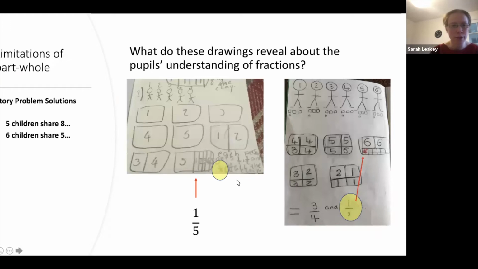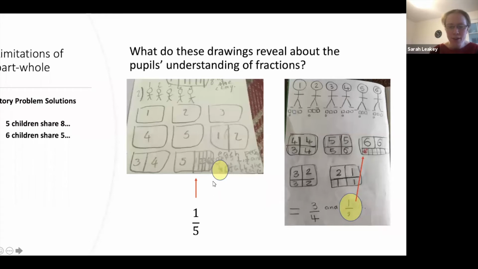Another example, just to build on that in terms of the limitations of the part-whole, these were 2 examples of equal sharing problems. This one's 5 children sharing 8 things. This one's 6 children sharing 5 things. And you can see here, this pupil's identified that each person gets 1 whole, 1/2, and then they've described this as 1/5.